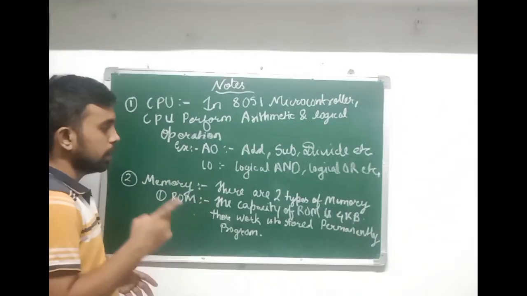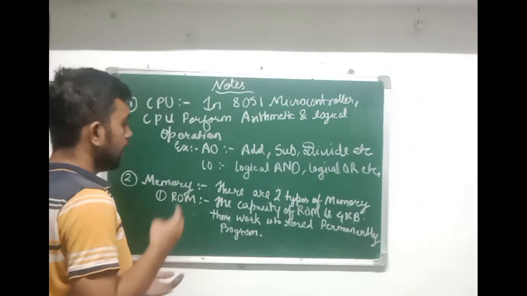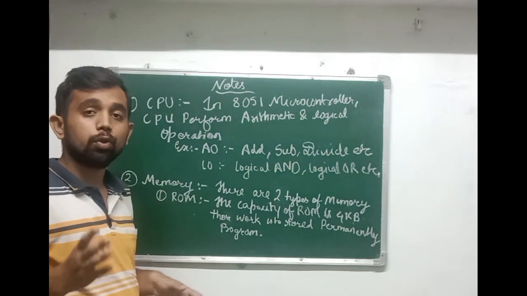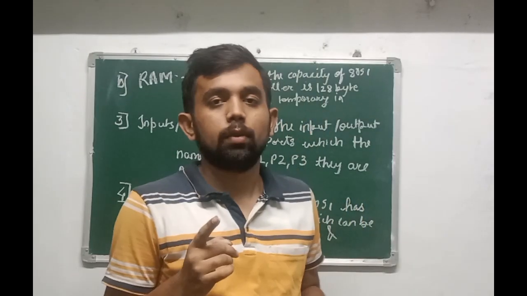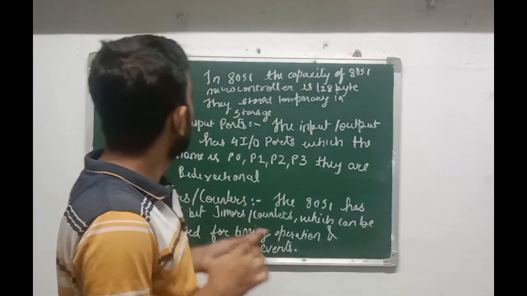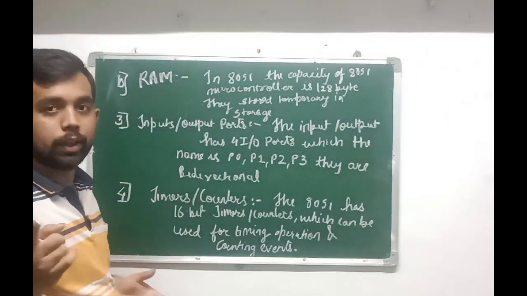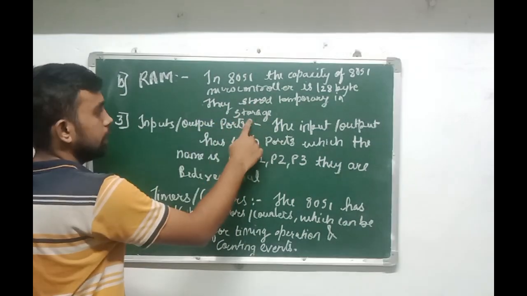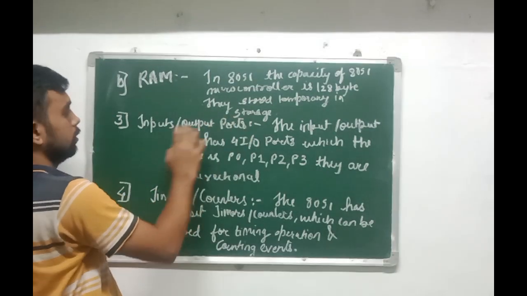And in memory there are 2 types of memory. ROM: the capacity of ROM is 4 kilobytes, and the work of ROM is to store programs permanently in the device. The second memory is RAM. In the 8051 microcontroller the capacity of RAM is 128 bytes. They store programs temporarily in storage.